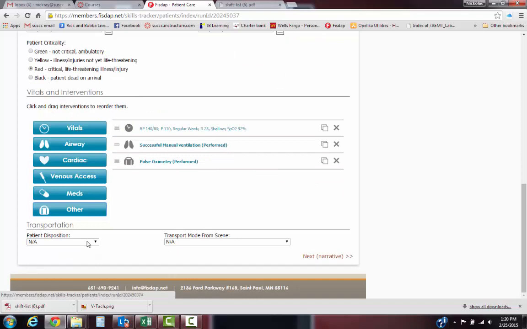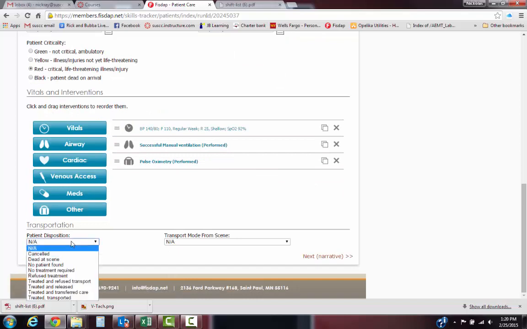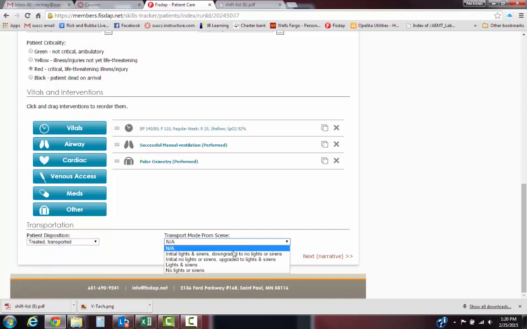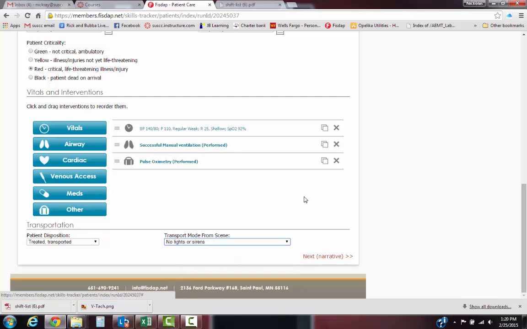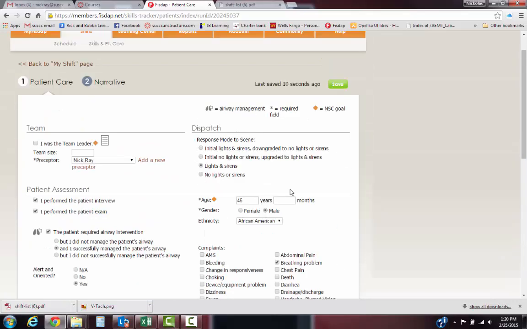And then patient disposition transport. Did we transport them? We treated and transported? Did we go emergency or non-emergency? Initial no lights and sirens, upgraded, or no lights and sirens. So that's what's required in the first section of your FISDAP documentation.